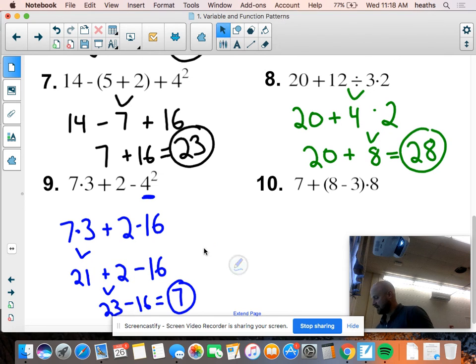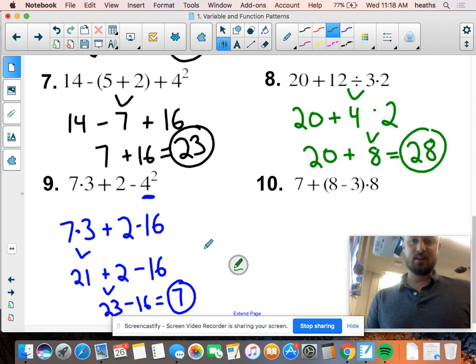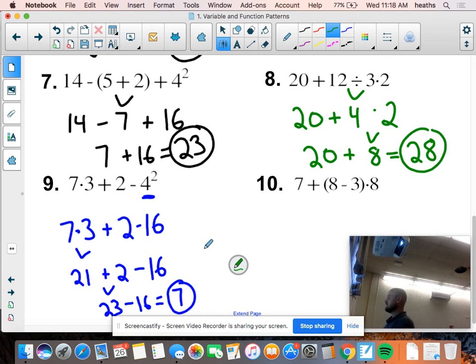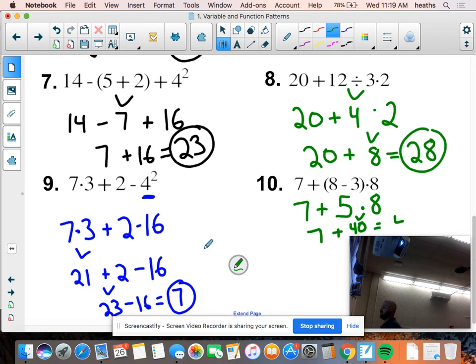Okay, and our very last question for today is going to be 7 plus parentheses 8 minus 3 times 8. We have to take care of our parentheses first. So 8 minus 3 is going to give us 5. Drop the rest of our problem down. 5 times 8 comes before that addition portion, so that's going to be 40. And then 7 plus 40 equals 47.